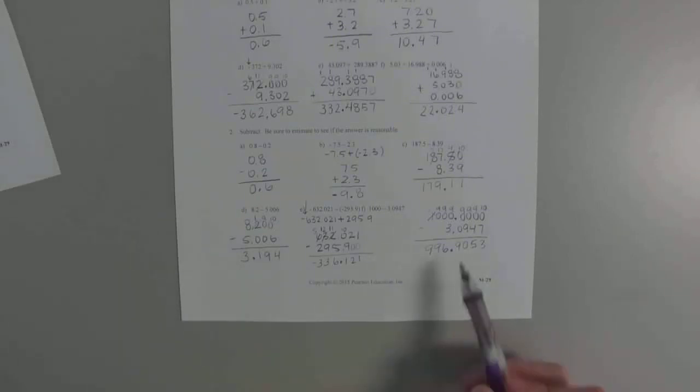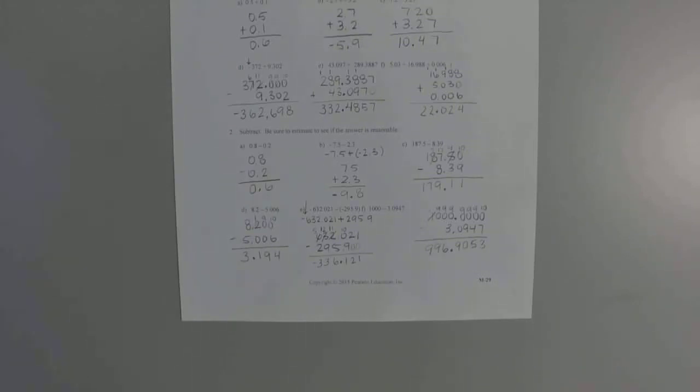Does that make sense? Because that's something they set up here. Be sure to estimate to see if the answer is reasonable. 1,000 take away about $3 is about $997, right? It should be a big answer because we barely took anything away from it. So kind of ask yourself, does it look reasonable? Are there any questions on that front page? It's pretty consistent with chapter 2, I feel like.